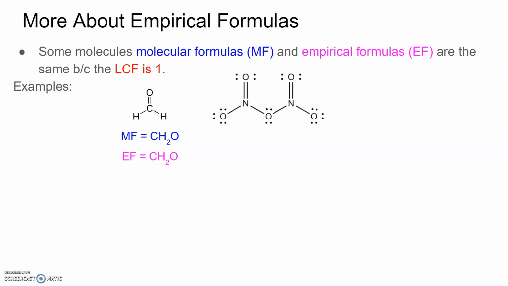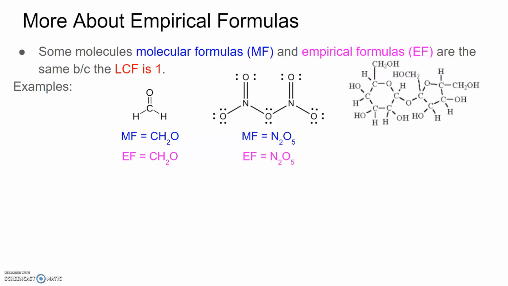Similarly, for something like dinitrogen pentoxide, if you look at the molecular formula N2O5, the subscripts 2 and 5, you can't simplify that any further. They don't have a least common factor other than 1, so the empirical formula will be the same. And then finally, something like table sugar. Its molecular formula and empirical formula are the same as well because you can't simplify the molecular formula any further.